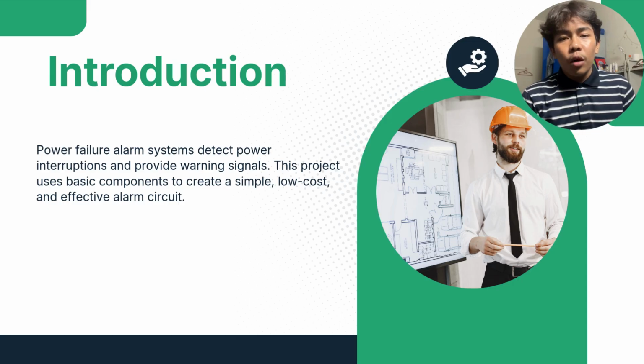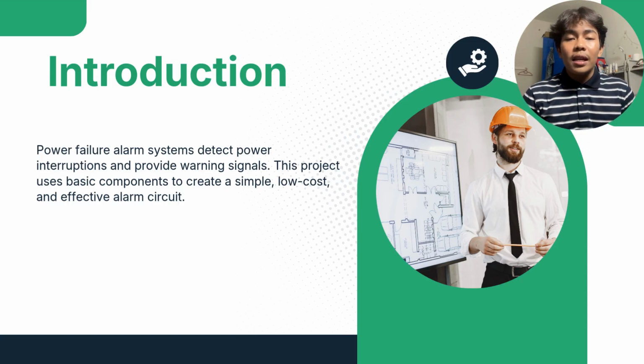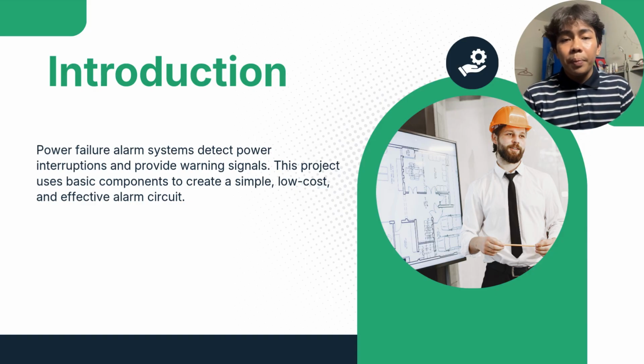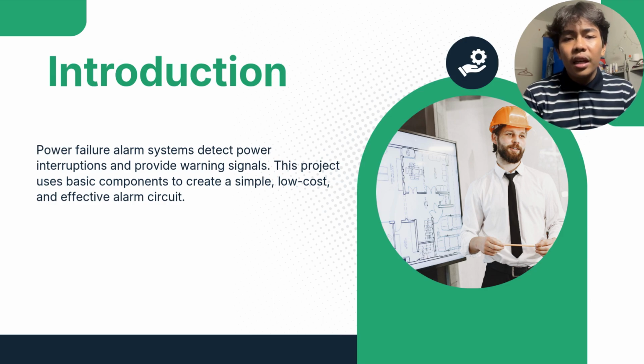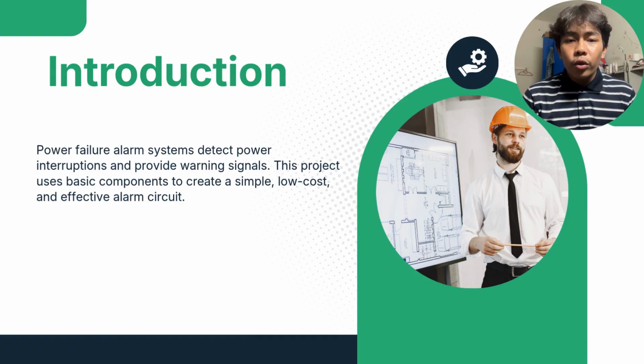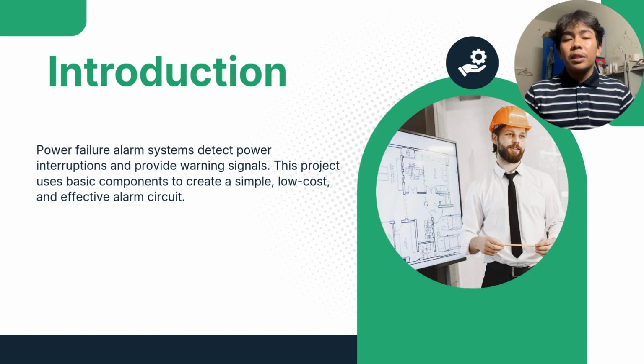Today we will present our project about power failure alarm system. Power failure is a problem that can happen unexpectedly in our daily life. It may affect electrical equipment, interrupt important activities and cause inconvenience to user. Sometimes user may not realize that a power interruption has occurred, especially when they are away from the equipment.